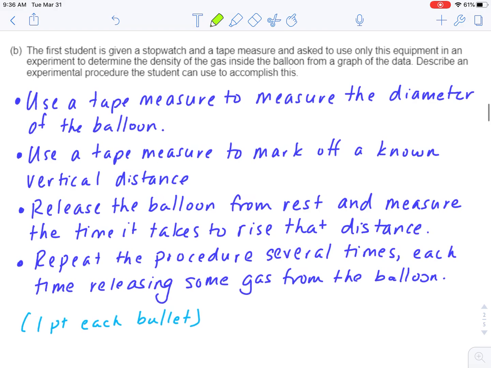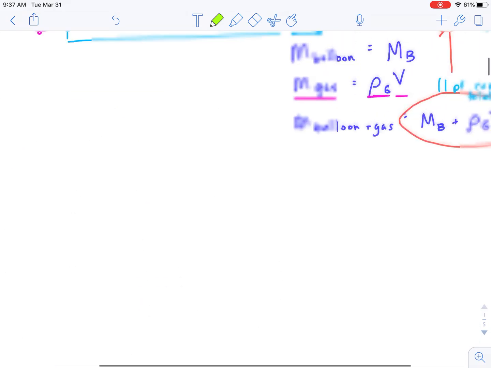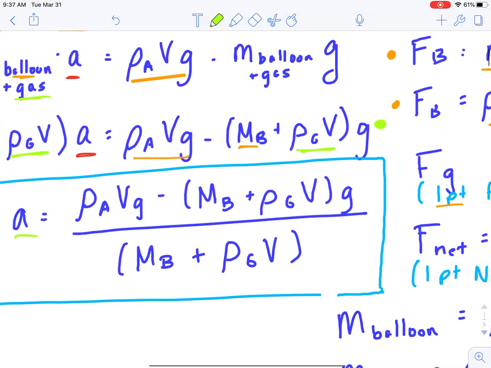Question B says, the first student is given a stopwatch and a tape measure and asked to use only this equipment in an experiment to determine the density of the gas inside the balloon from a graph of the data. Describe an experimental procedure that a student can use to accomplish this. Okay, so the density of the gas inside the balloon. So if I go back, the density of the gas inside the balloon is rho sub g.